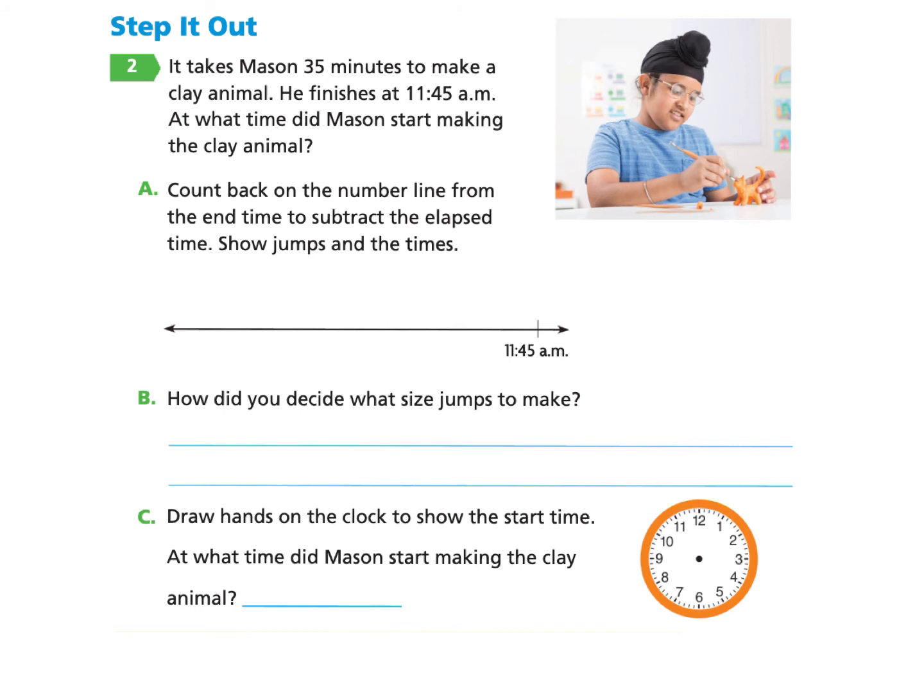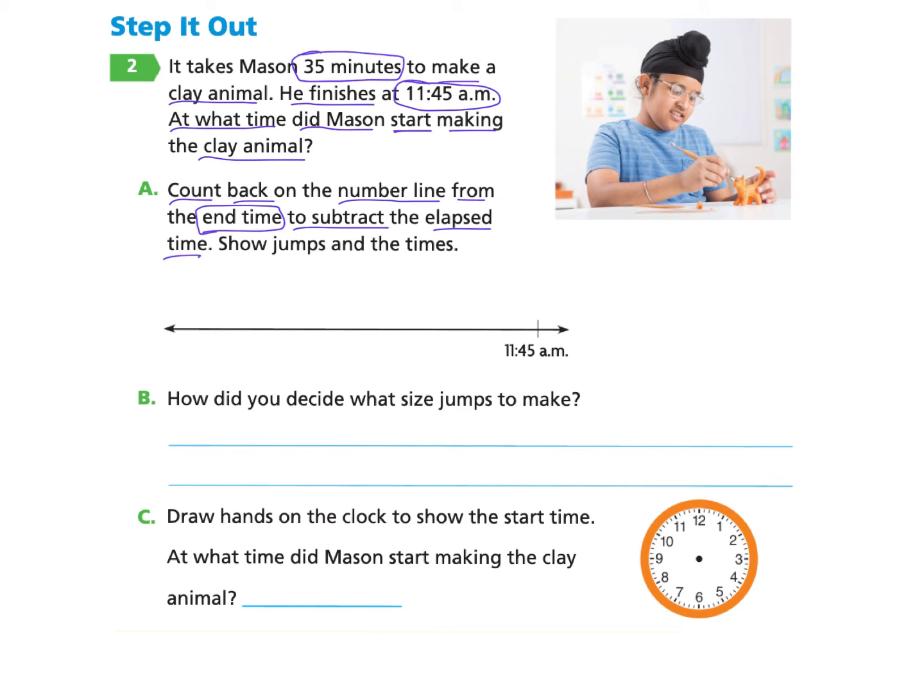Now let's take a look at the next page, page 340 under Step It Out, Part 2. It takes Mason 35 minutes to make a clay animal. He finishes at 11:45 a.m. At what time did Mason start making the clay animal? We are going to now count back on the number line from the end time to subtract the elapsed time, and we will show jumps and the times.